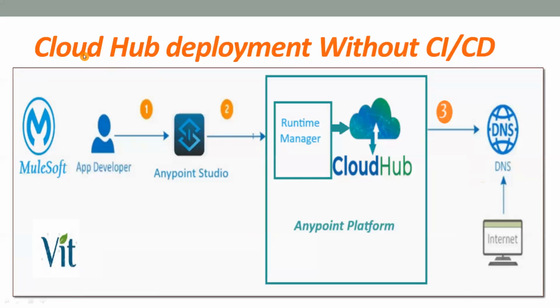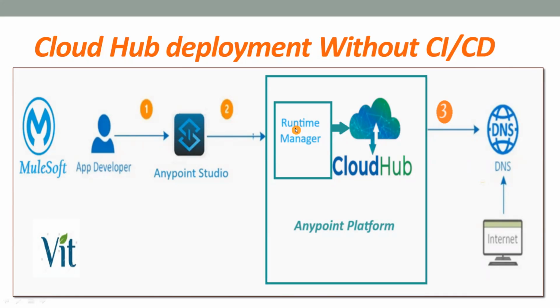So if you observe here, Cloud Hub deployment without CI/CD. Okay. Without CI/CD, how we are going to deploy our application? So first we need to develop our Mule application by using AnyPoint Studio. Then we need to log in into AnyPoint Platform account by using your credentials. Then we have an option called Runtime Manager. Okay, Runtime Manager. Then we need to deploy our application into Cloud Hub by using the jar file.